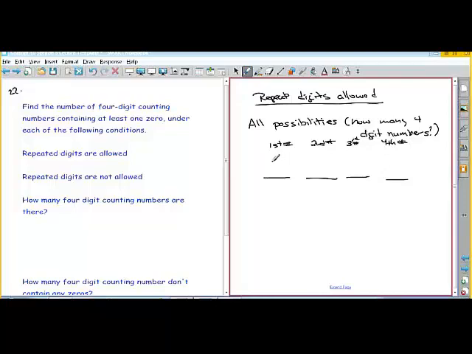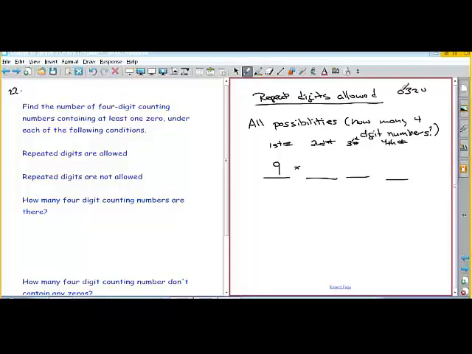So if you have a 4-digit number, what are the possibilities for the first digit? This digit right here. How many different options are there? Can't use 0. 9, right? Okay. So you have 9 possibilities for the first one. Because if you had 0 for the first one, it would not be a 4-digit number. It would be a 3-digit number.